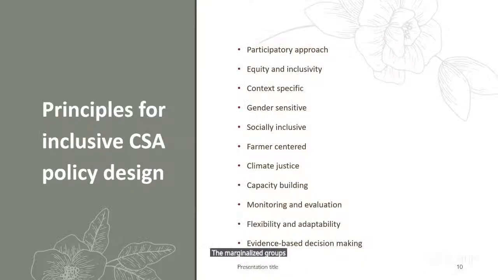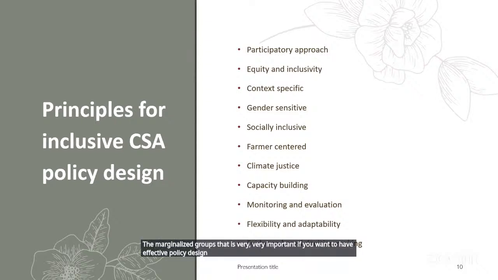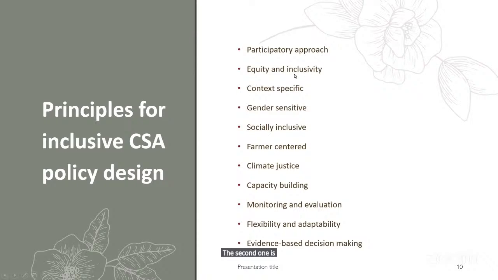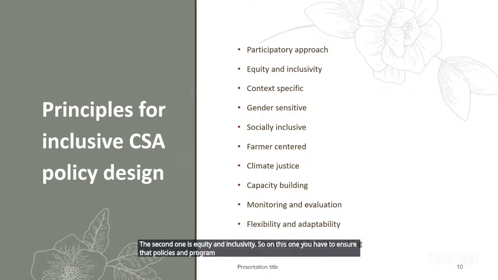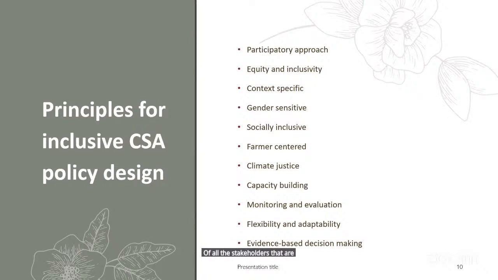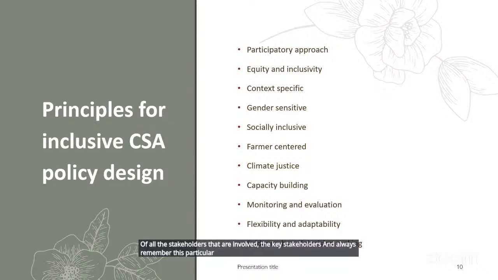That is very, very important if you want to have effective policy design and implementation and monitoring. The second one is equity and inclusivity. So on this one, you have to ensure that policies and programs actually address the needs and priorities of all the stakeholders that are involved, the key stakeholders.